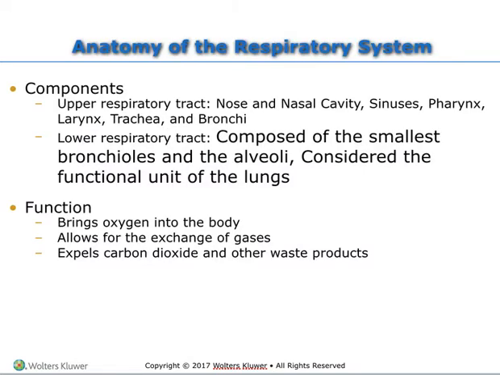So let's go into the anatomy of the respiratory system, and this should be pretty much a review from A and P. So you've got your upper respiratory tract, your lower respiratory tract. Upper is your nose, nasal cavity, sinuses, pharynx, larynx, trachea, bronchi. Down in the bottom, the functional units of the lungs, those are the lower respiratory tract components. So the whole purpose behind the respiratory system is bringing oxygen into the body, exchange of gases, and then getting rid of that carbon dioxide.